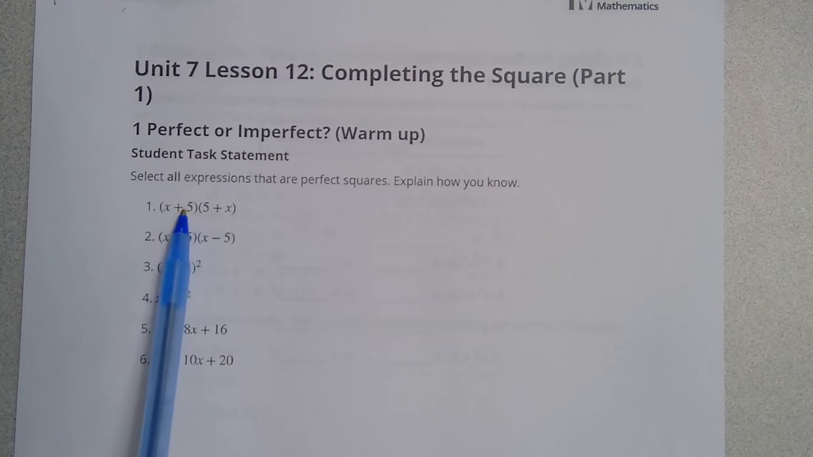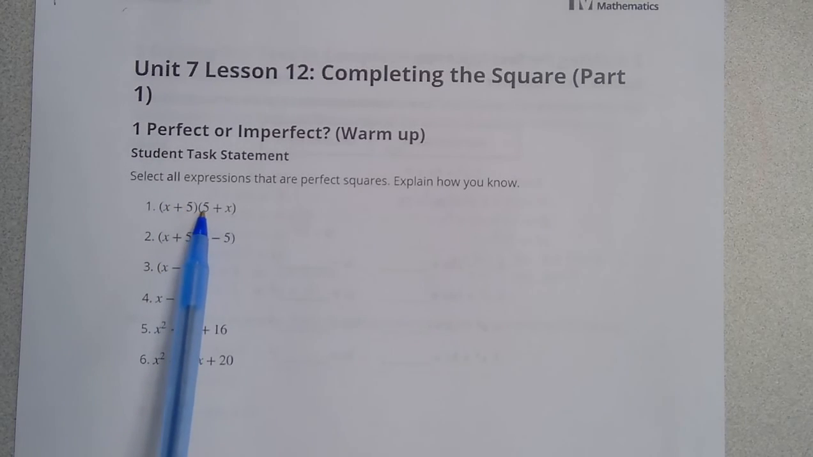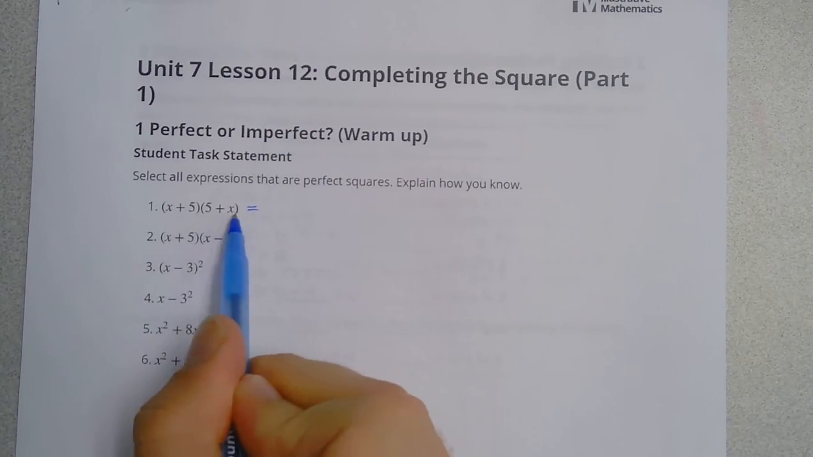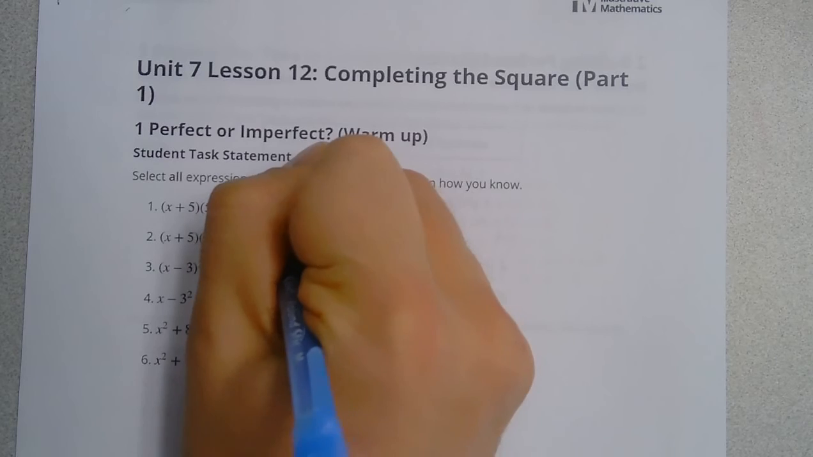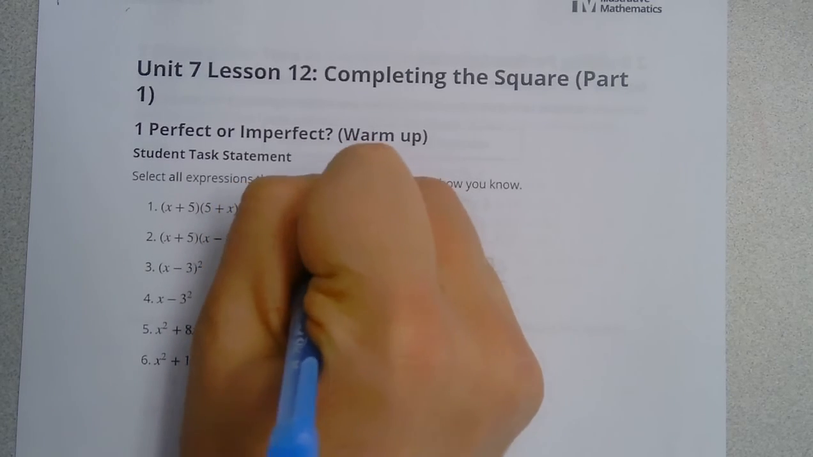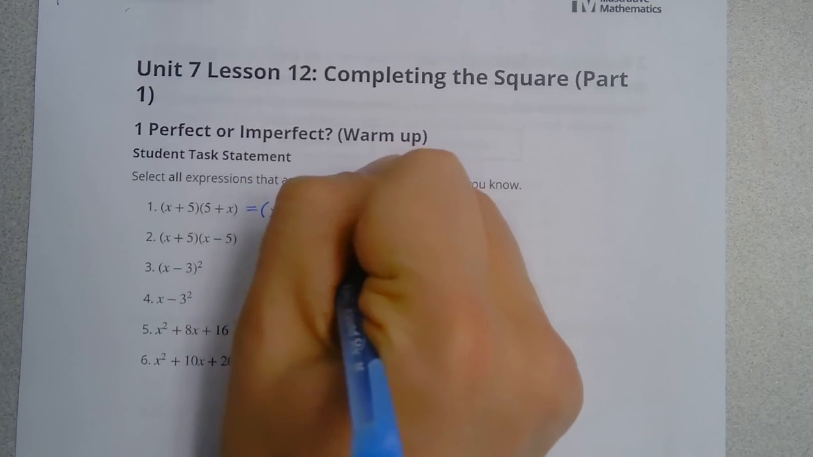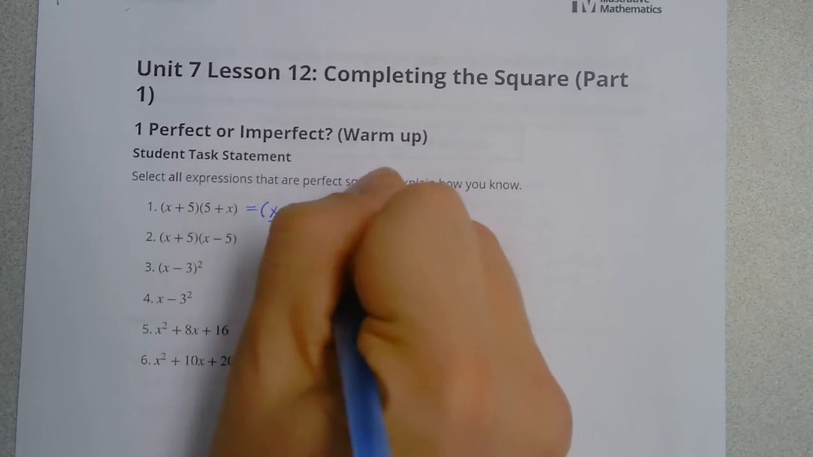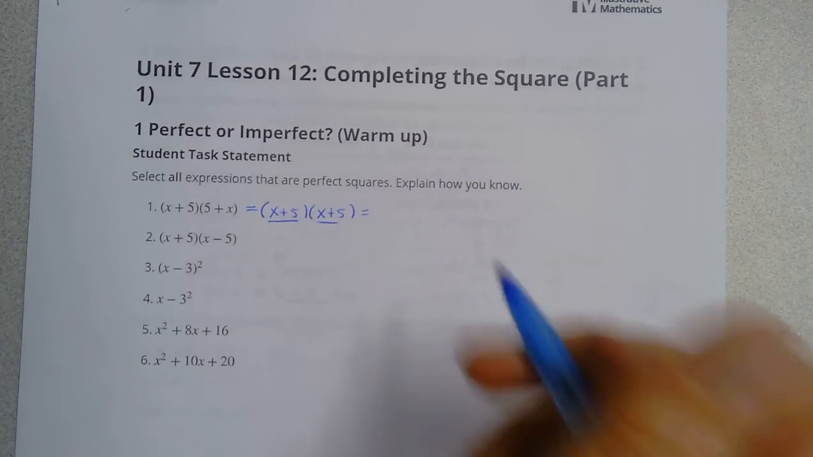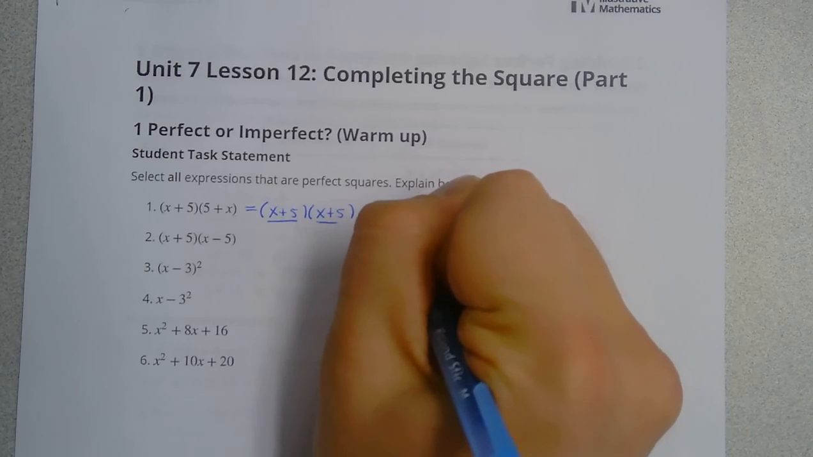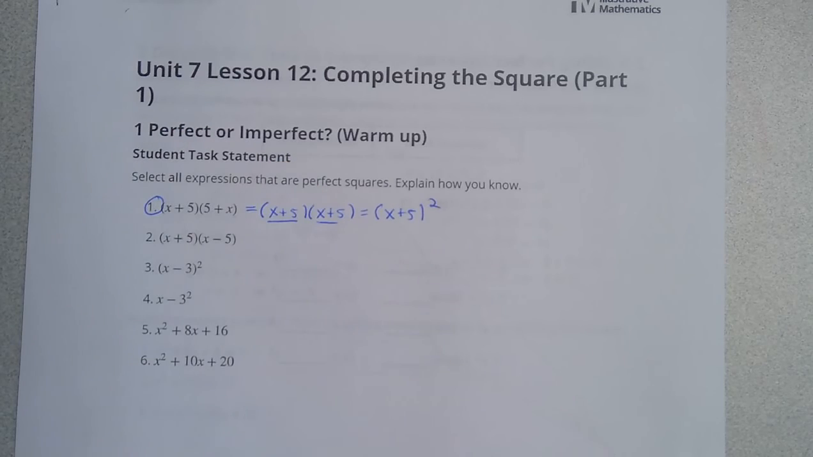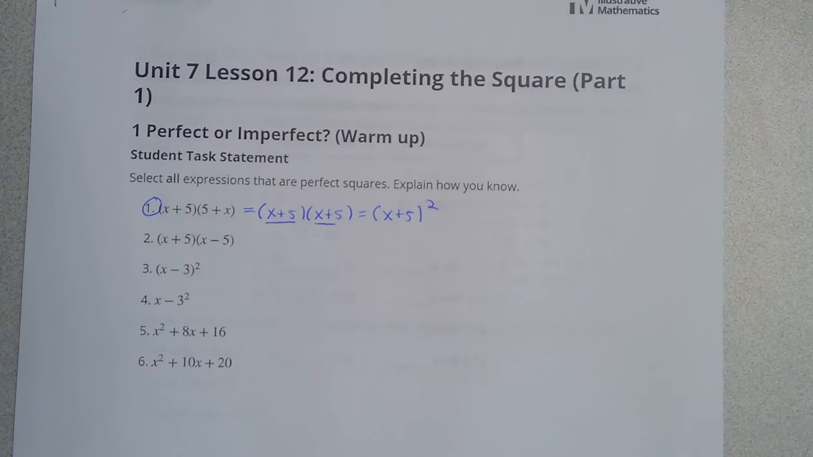Now here we have x plus 5 times 5 plus x. So first, if I use the commutative property of addition, I can rewrite this as x plus 5 times x plus 5. And then I notice my base is x plus 5, and I'm multiplying that twice. So I can write that as x plus 5 squared. So this is a perfect square.